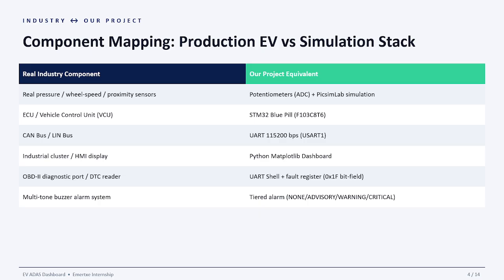The seventh phase developed the UART telemetry protocol to transmit vehicle data from the STM32 to the computer every 100 milliseconds. The eighth phase implemented a UART shell. This allows the user to manually change vehicle parameters such as speed, battery percentage, motor temperature, and drive mode without changing the hardware inputs. Finally, the ninth phase developed the Python dashboard using Matplotlib to visualize all incoming telemetry data in real time.